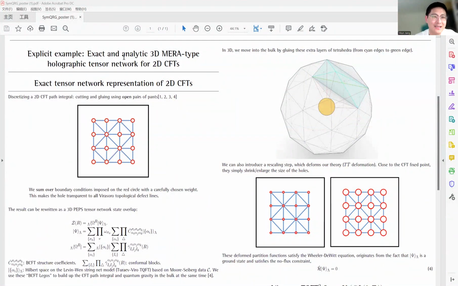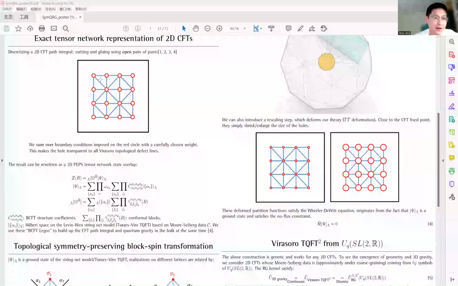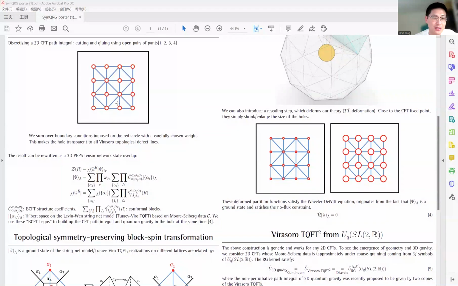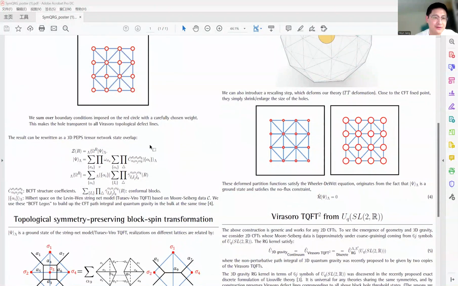This is called an exact and analytic 3D mirror-type holographic tensor network. Recently it has been observed that we can get an exact tensor network representation of 2D theories from discretizing a 2D CFT path integral. Instead of the usual pair of pants decomposition, we use open pair of pants, which means we cut our manifolds open into triangles instead of the closed pair of pants. And then there are boundary conditions at these red circles. We propose to sum over boundary conditions with a prescribed weight. The weight is chosen such that all the topological defect lines can move across these boundaries as if they are transparent. So topological symmetry is preserved.